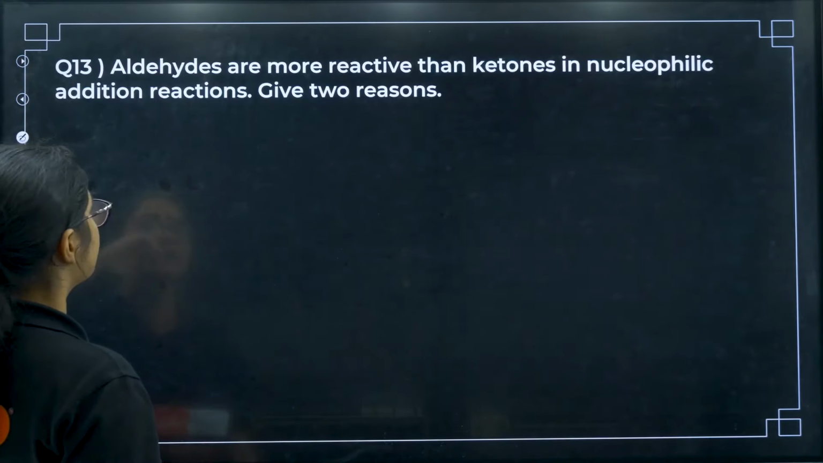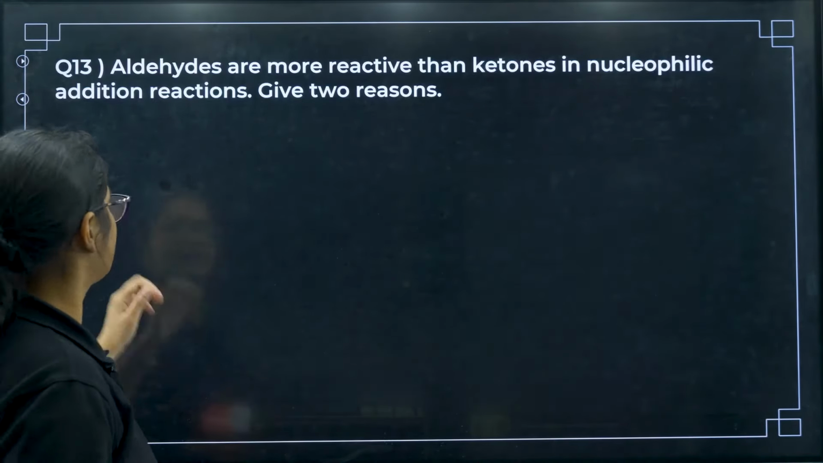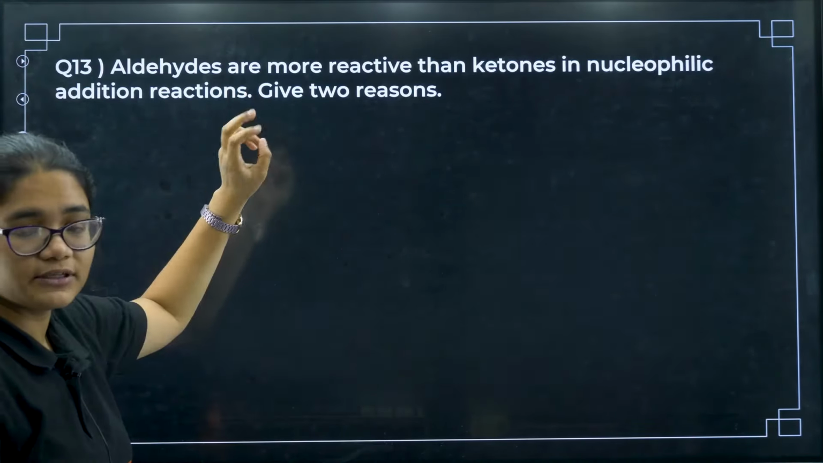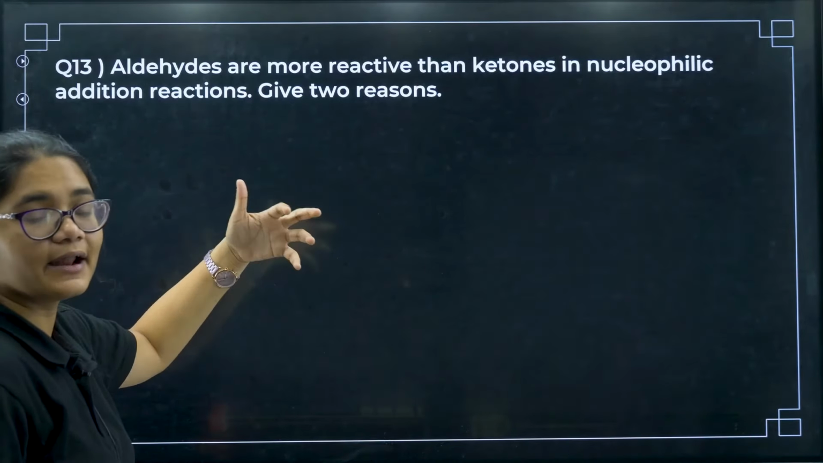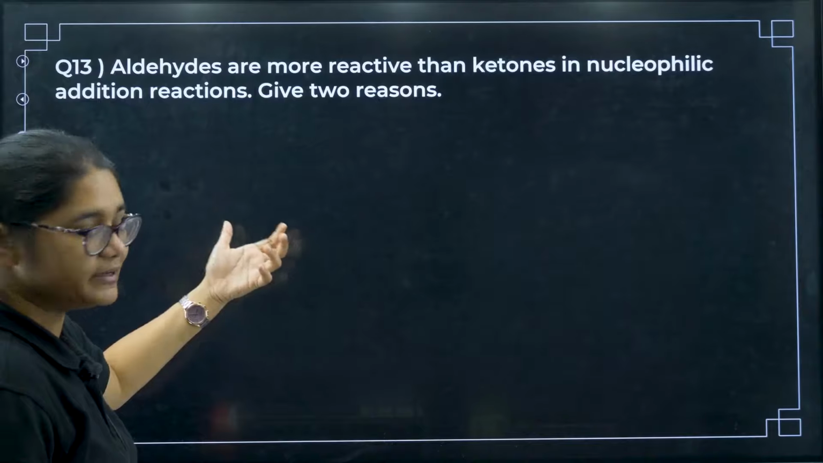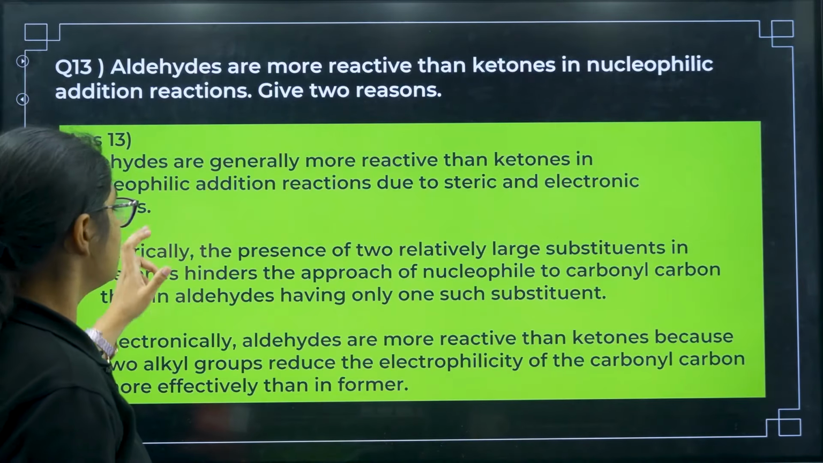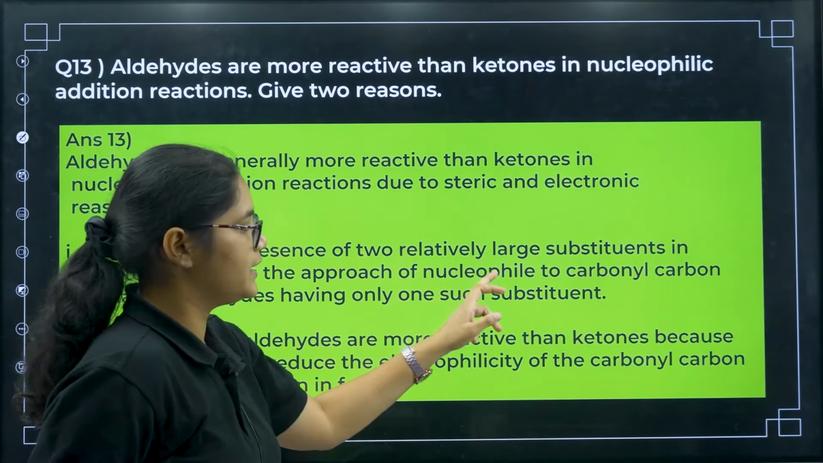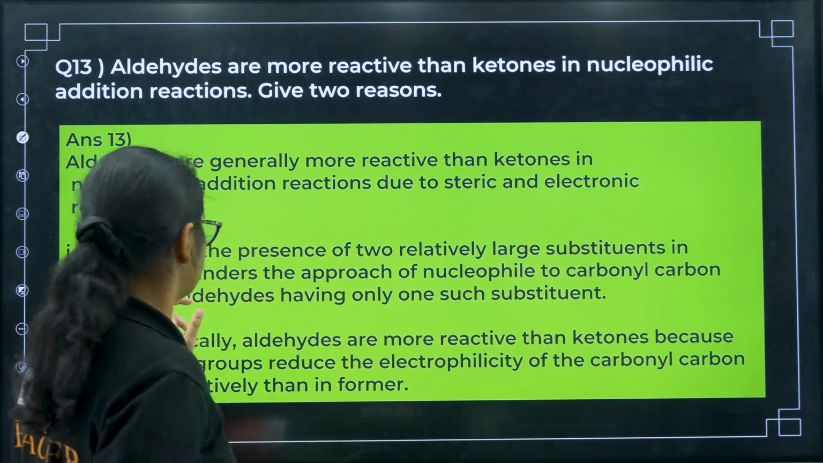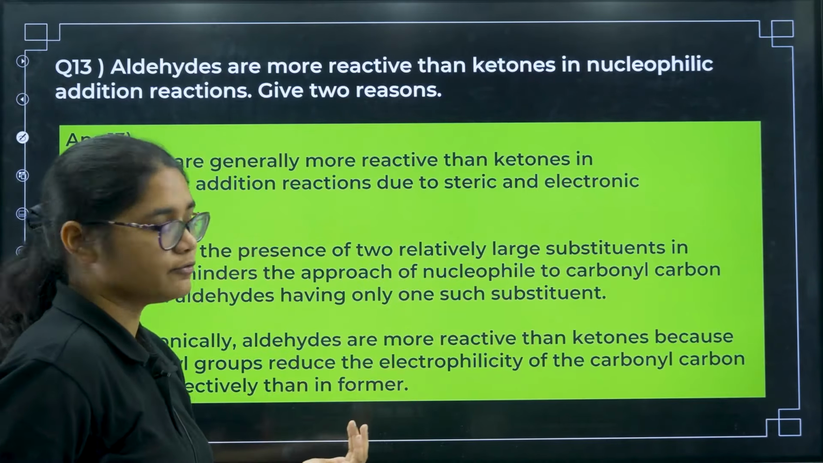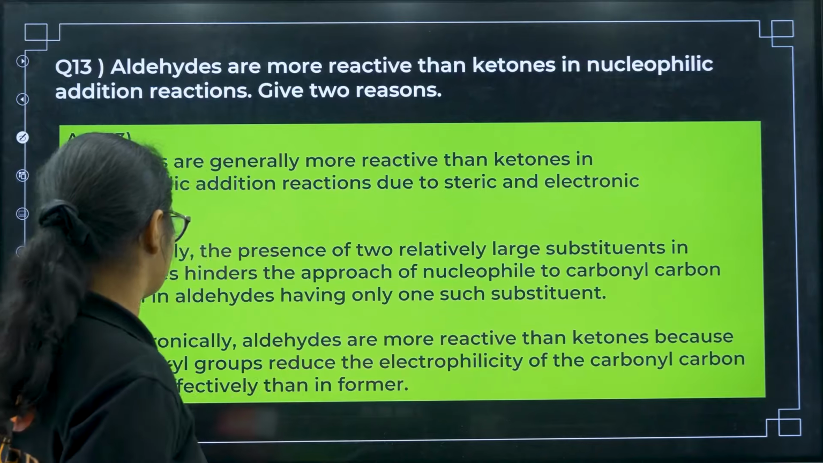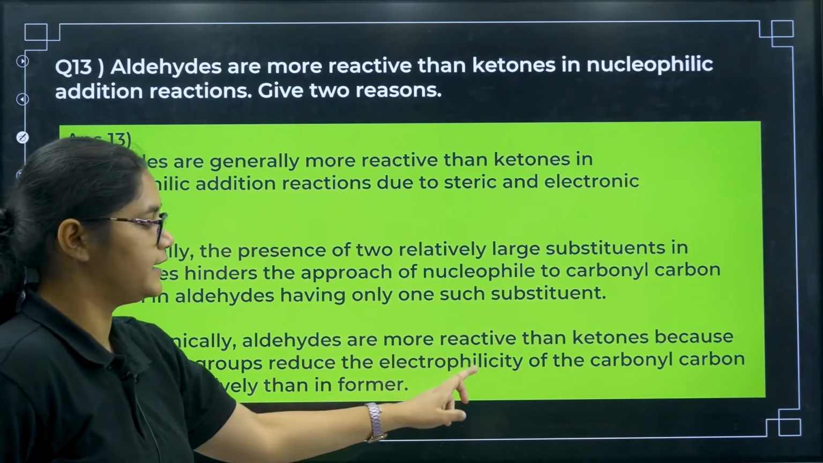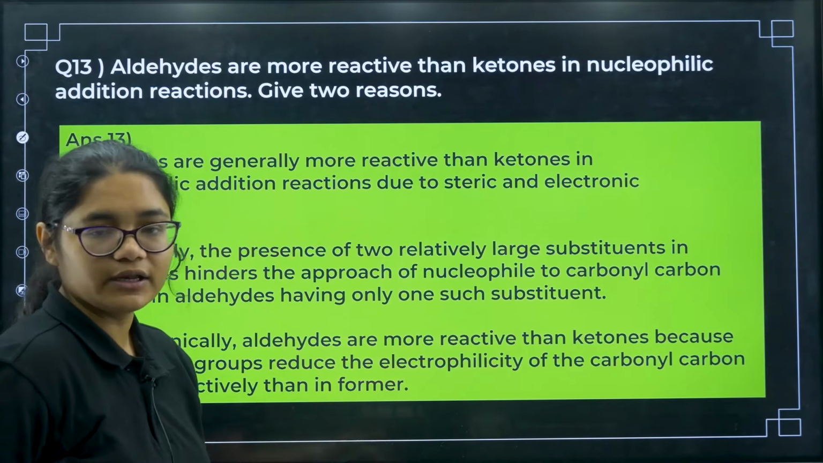Next, question number 13, aldehydes are more reactive than ketones. So we have again two reasons for this. First one is that aldehydes are less sterically hindered and they have more electrophilicity. So how can we write it? Sterically, the presence of two relatively large substituents in ketones hinders the approach of a nucleophile. Next, electronically, aldehydes are more reactive than ketones because the two alkyl groups reduce the electrophilicity of the carbonyl carbon.